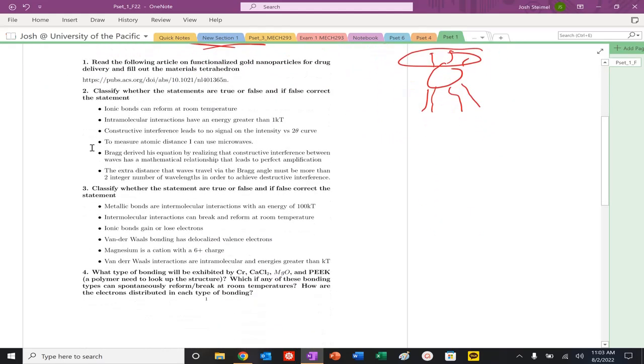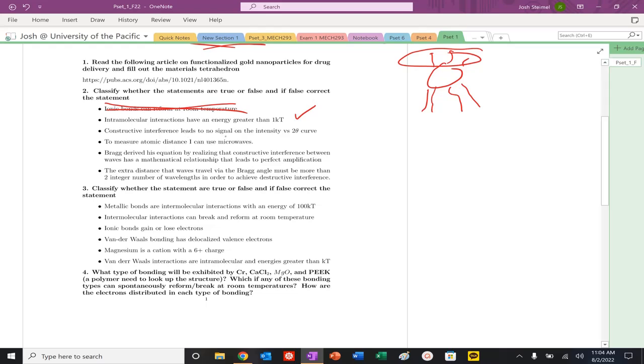All right. True or false, and correct if false. Ionic bonds can reform at room temperature. No, those are intramolecular bonds. They have energies way larger than 1 kT, so they cannot reform. So that is false. The only ones that can reform at room temperature are the intermolecular interactions, van der Waals, H bonds, things that are less than 1 kT. Intramolecular bonds have energy greater than 1 kT? Yes, that is true. All of them, which are ionic, metallic, and covalent.